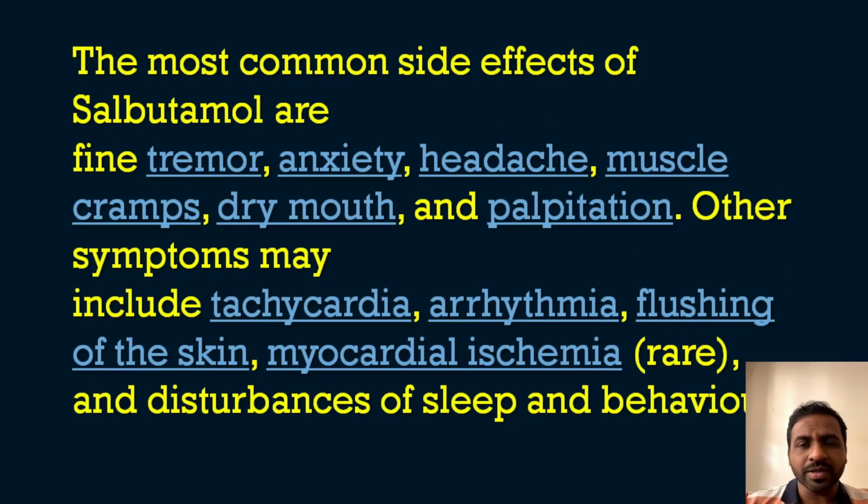The most common side effects of salbutamol are fine tremor, anxiety, headache, muscle cramps, dry mouth, and palpitation. Okay, so palpitation is very, very important, and the other symptoms may include tachycardia, arrhythmias, flushing of the skin, myocardial ischemia, which is very, very rare, and disturbances of sleep and behavior. So among these, the priority has to be given to palpitation, tachycardia, and arrhythmia, because they are life threatening. So before that, we should check the pulse rate of the patient, and if it is very high, it has to be notified to the physician and necessary changes have to be made. Okay, so I think that also is clear for you.